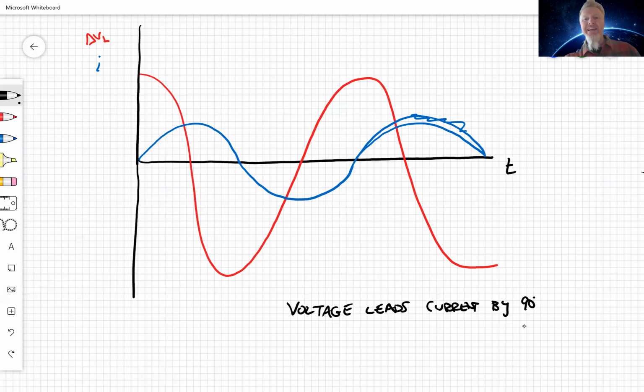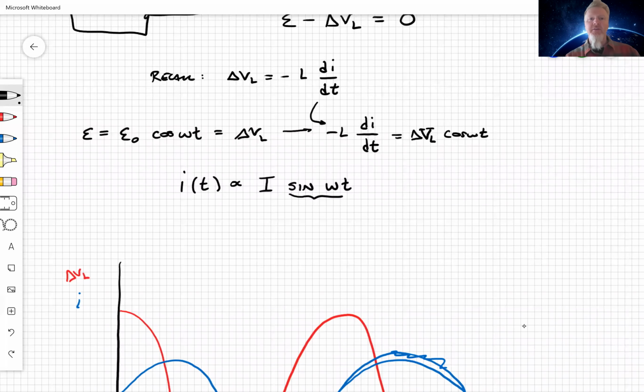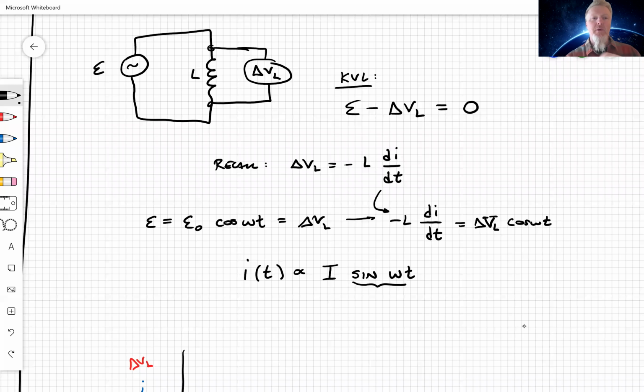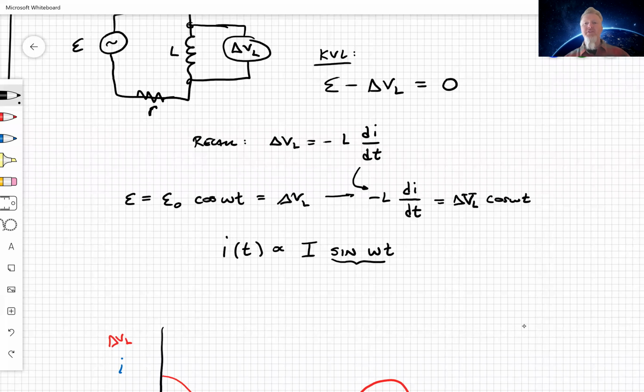So what I should do in this circuit is put in a little bit of a resistor here, not a very big one. Let's just call it little r, so that you can imagine what's going on here. You don't want to always say that the voltage of the inductor matches exactly the voltage of the source, because I have to have a little difference there.